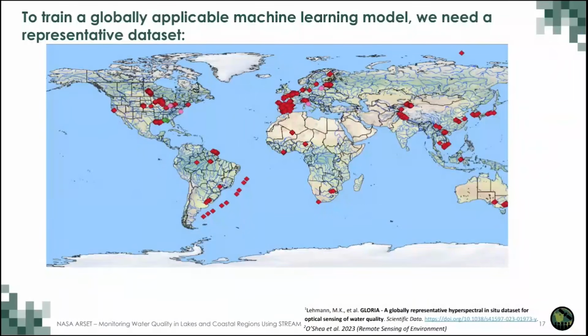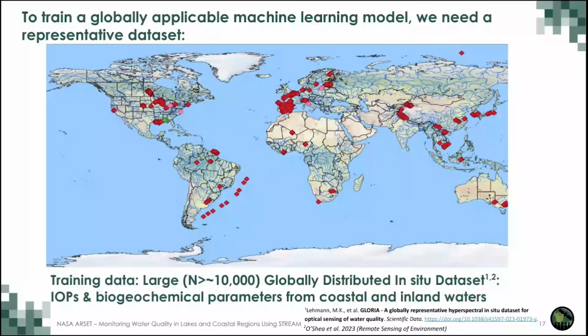To do that, we plan to use a machine learning model, and to train our machine learning model, we need a representative data set. So we've assembled a large data set of a variety of different in situ products, including chlorophyll A, total suspended sediment, as well as color dissolved organic matter. This dataset builds off of Moritz Lehmann's Gloria database, which is cited in the bottom right. At this point, we have greater than 10,000 globally distributed in situ measurements.